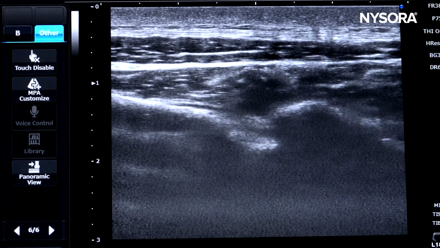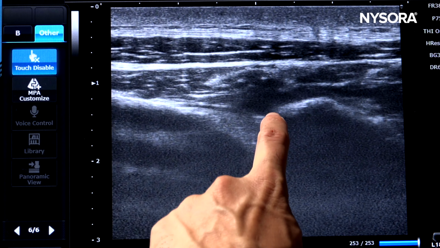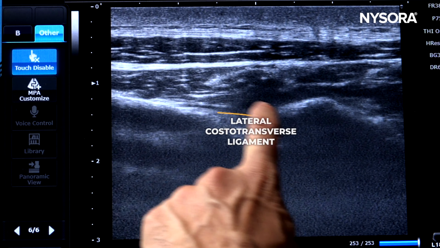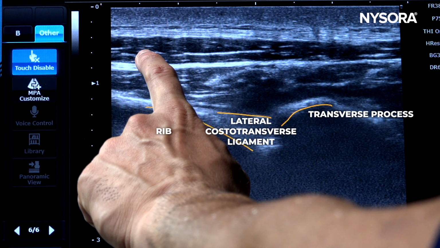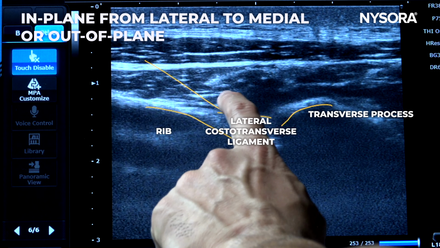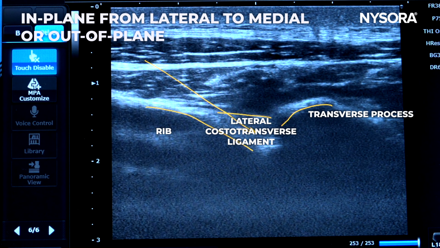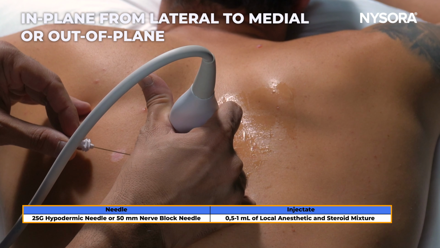to look at the ligament, which is the costotransverse ligament, and this is the lateral costotransverse ligament, which is shown here in this image. This is the transverse process, this is the rib, and costotransverse joint injection can be performed in plane, coming from lateral to medial, going below the ligament. This ligament can also be the pain generator, so it's always sensible to inject in the ligament and also in the joint, and this will be the position of the needle coming in for the costotransverse joint injection.